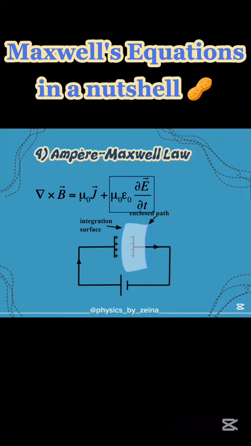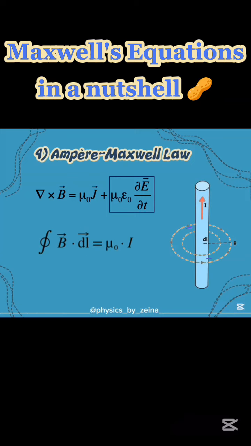The fourth law states that a change in the electric currents and fields can produce magnetic fields. For example, if we have a wired loop such that a current is flowing through it, there will be a magnetic field circling around the wire. It states that the total magnetic field around a closed path is proportional to the total current enclosed by that path.